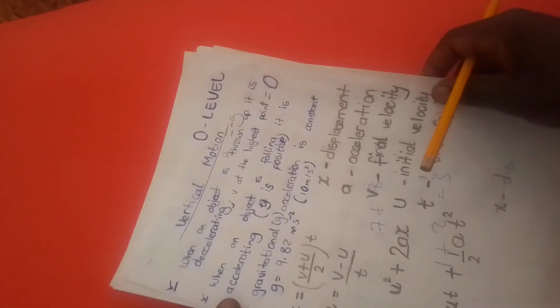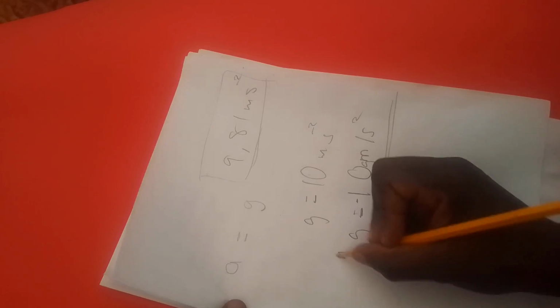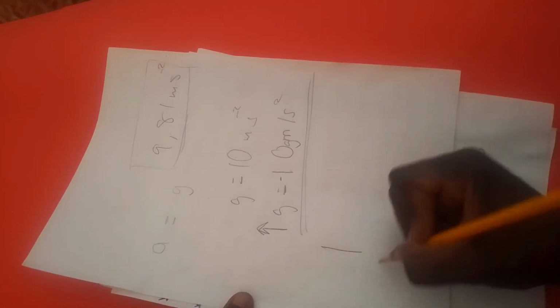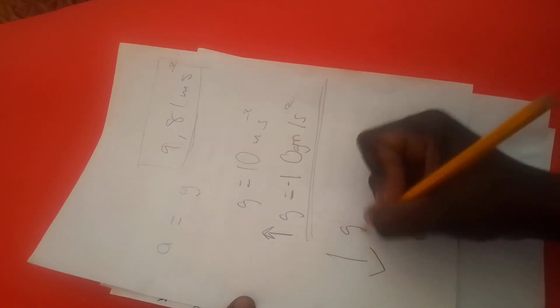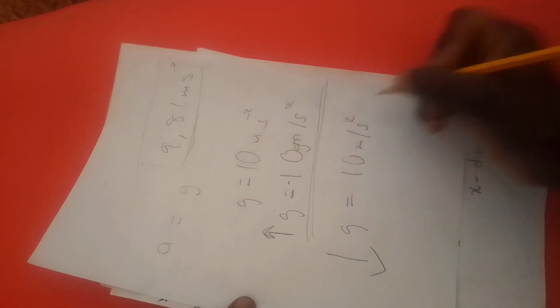The second point I want you to know before we get into the calculations is that when an object is falling, it is accelerating, which means g is positive. So going upwards, g is equal to negative. When an object is now falling, g is now positive, it's now 10 meters per square second.